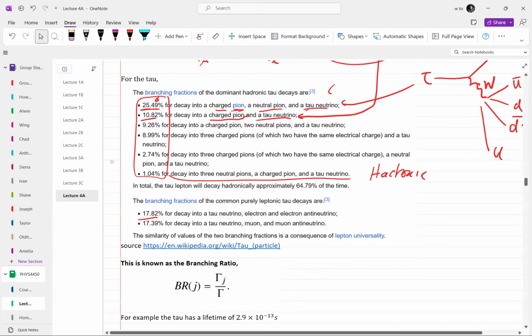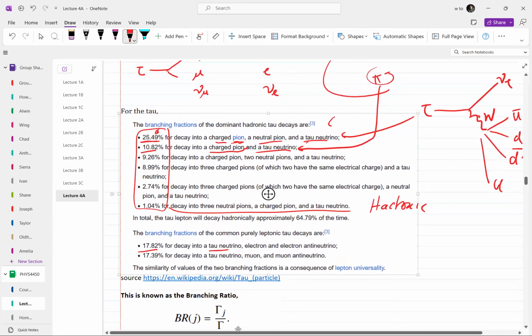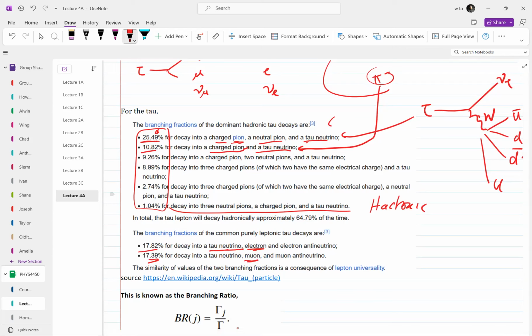The other fraction, you can see down here, are the neutrino to electron, and it's very, very similar for the tau to also decay into a muon. So the tau almost doesn't care whether it's decaying into an electron or a muon. And this is going to bring up a concept called lepton universality in a little bit. Universality.